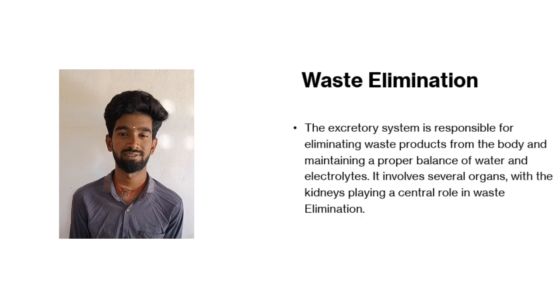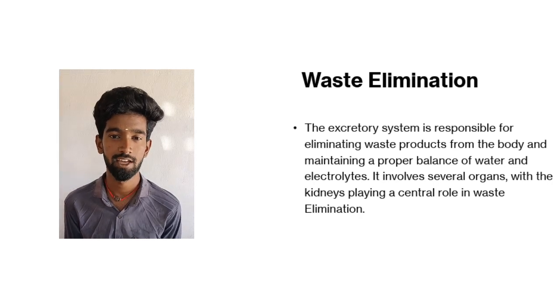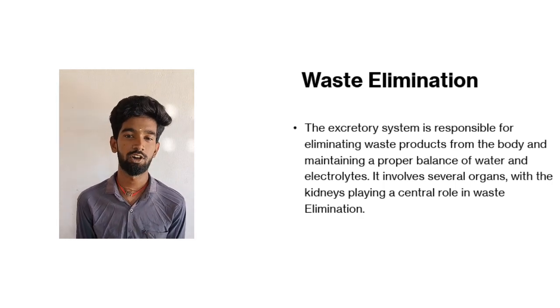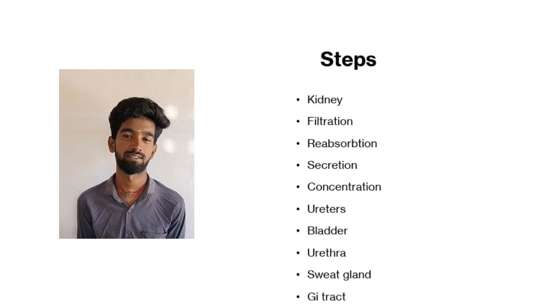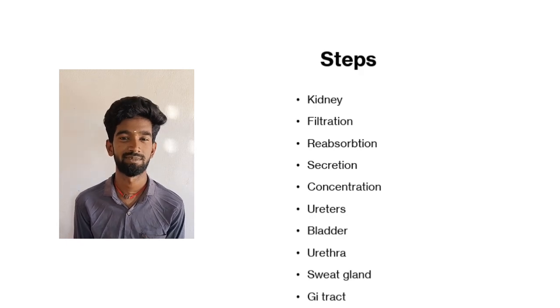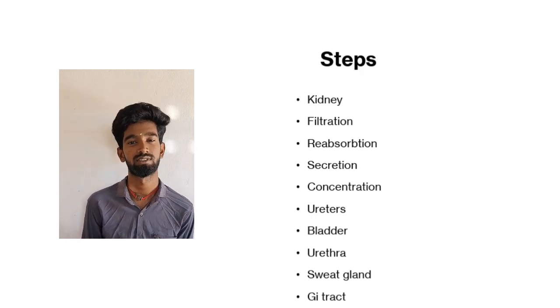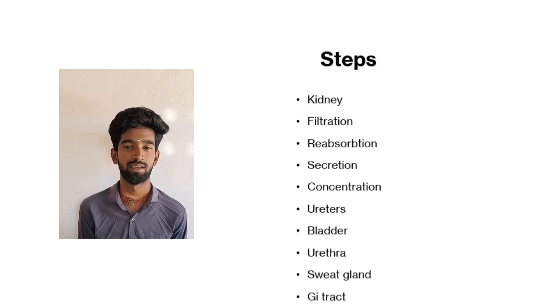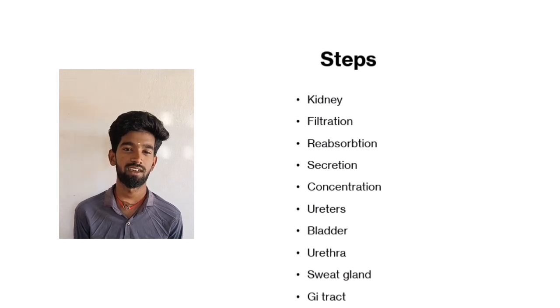And then waste elimination. The excretory system is responsible for eliminating waste products from the body and maintaining proper balance of water and electrolytes. It involves several organs, with the kidney playing a central role in waste elimination. As a simplified overview, the main 12 steps involved in waste elimination are: kidney, filtration, reabsorption, secretion, concentration, ureters, bladder, urethra, liver, lungs, sweat glands, gastrointestinal tract. The kidneys are the primary organ of the excretory system. They filter blood to remove waste products and excess substances, producing urine.